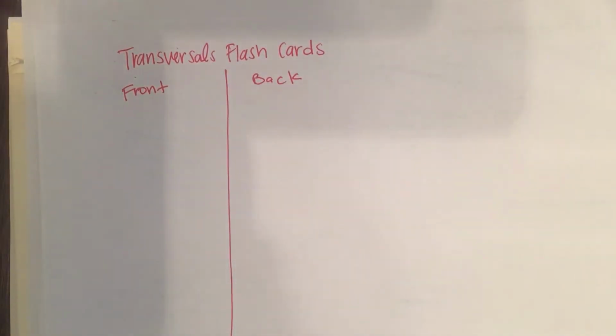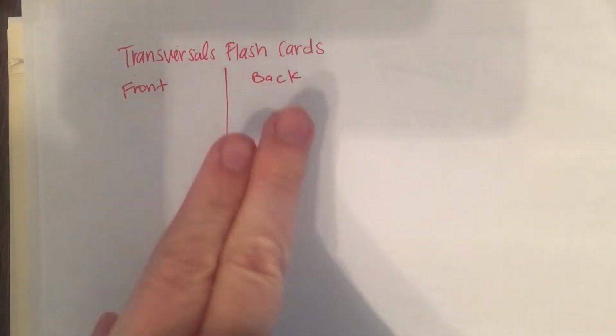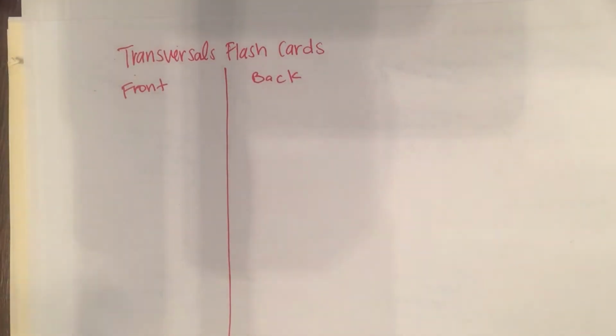In this video, we are going to go over 7.2 notes, which will be transversals. I'm going to show you a picture of what a transversal looks like and what the angles are called, and I'm going to give you what it would look like if you decide to create flashcards.